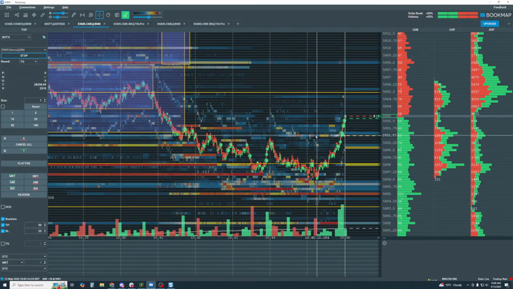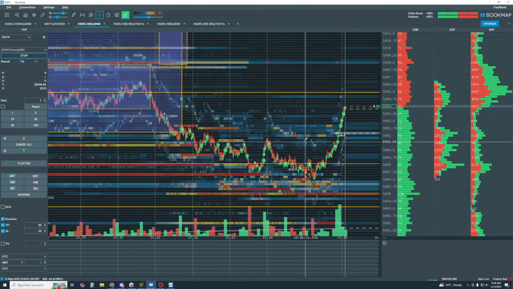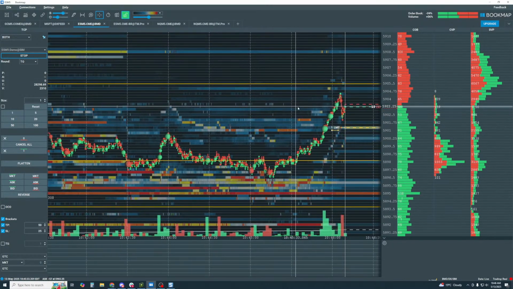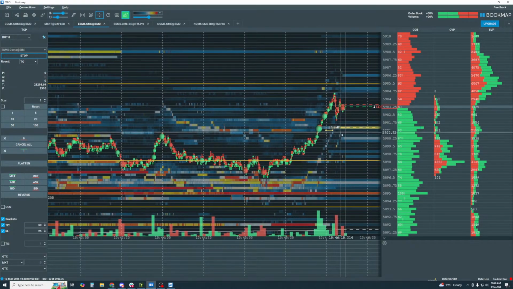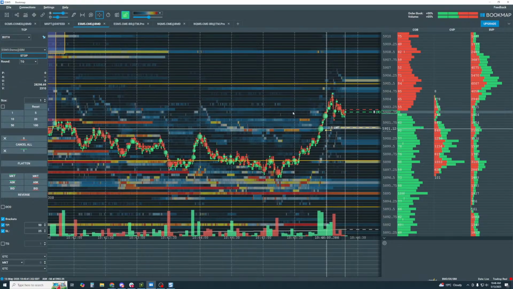All right, let's put in a limit order here for a pullback. Okay, let's see if we get it. Okay, that might have been it right there. We had our reasons for putting it here, and we still might get it.